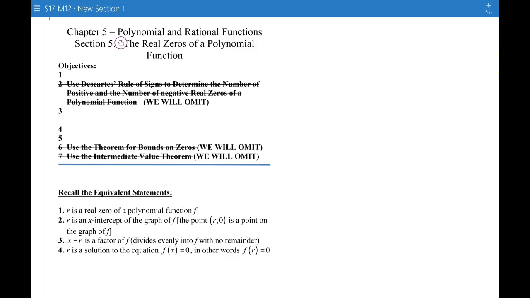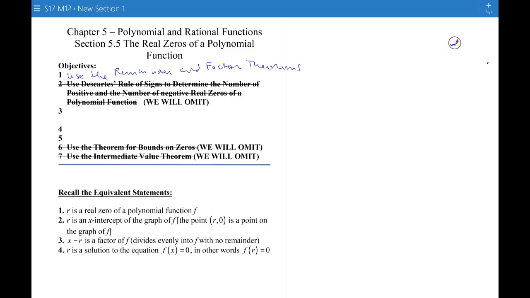So still in chapter 5, talking about polynomial and rational functions. The next two sections are going to talk about zeros of polynomial functions. We first start by talking about real zeros, and then we're going to talk about all kinds of zeros. So the first objective is going to be to use the remainder and factor theorems. So we're going to talk about some theorems and learn how to use them.